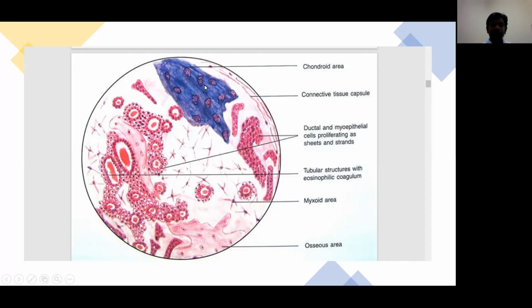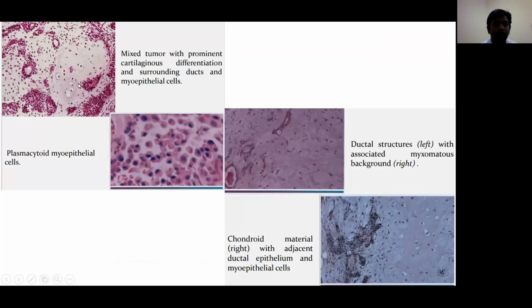So this is the chondroid area. You can see here the bluish area with the chondrocytes, and this is the connective tissue stroma. This is the myxoid stroma, and here you can see the ductal and the myoepithelial cells proliferating in sheets. And here also you can see the ductal, the tubular structures, and sometimes you may have this kind of osseous areas as well. This is a picture of pleomorphic adenoma. These are the histological pictures, and that was the schematic diagram.